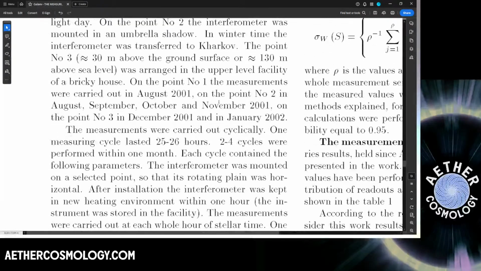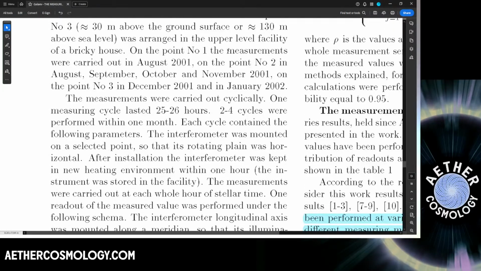At point number 1, the measurements were carried out in August of 2001. At point number 2, in August, September, October, and November of 2001. At point number 3, in December 2001 and January 2002. The measurements were carried out cyclically.